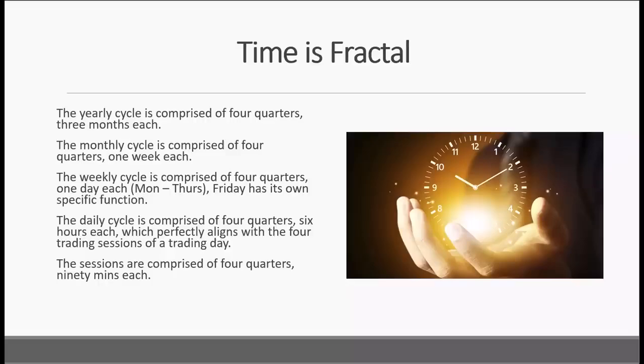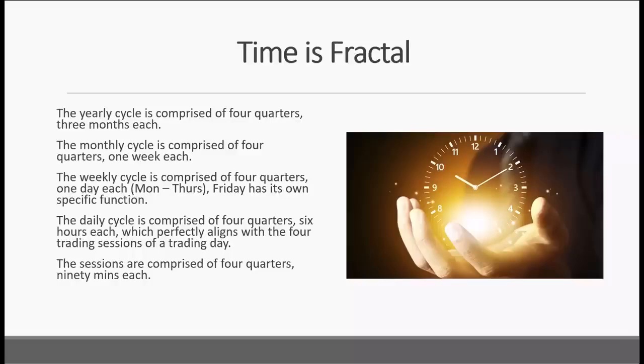The daily cycle is comprised of 4 quarters, 6 hours each, which perfectly aligns with the 4 trading sessions of a trading day. The first quarter is the Asian session, the second quarter is the London session, the third quarter is the New York session, and the fourth quarter is the afternoon session.